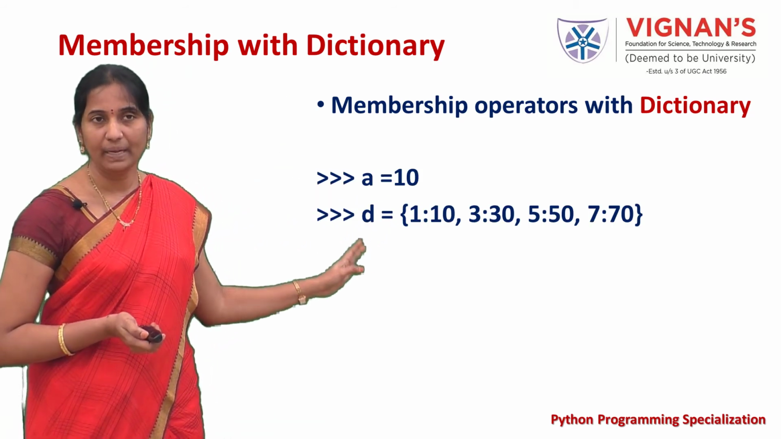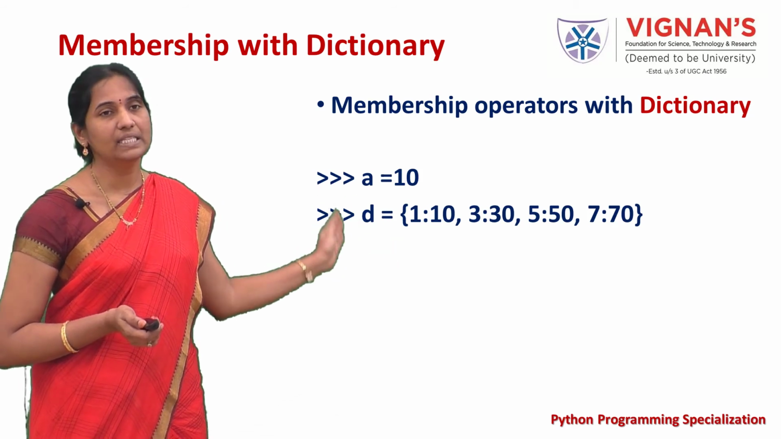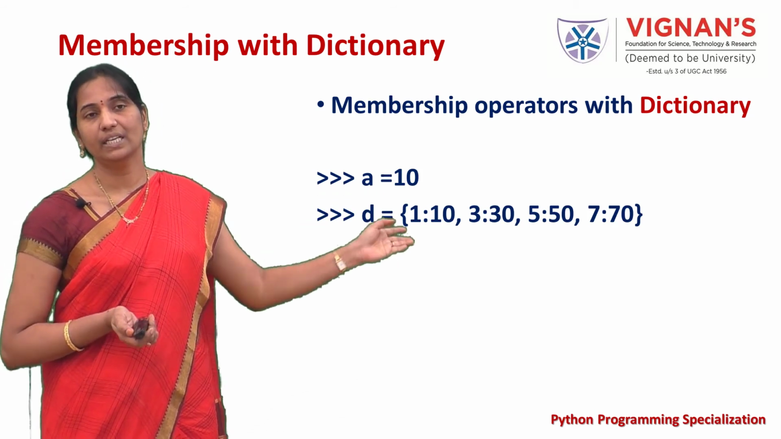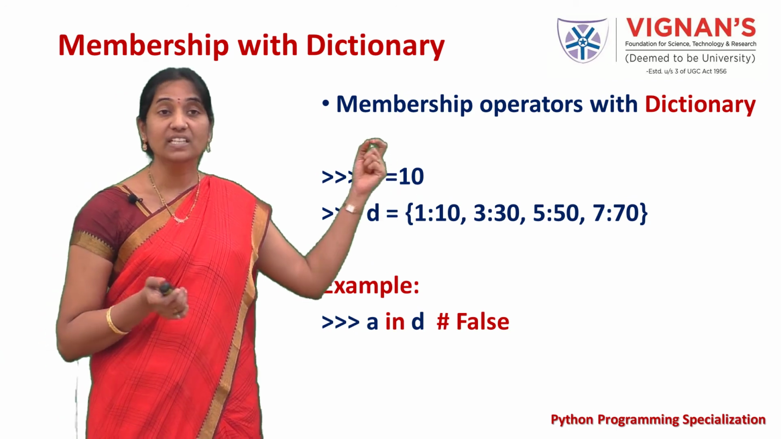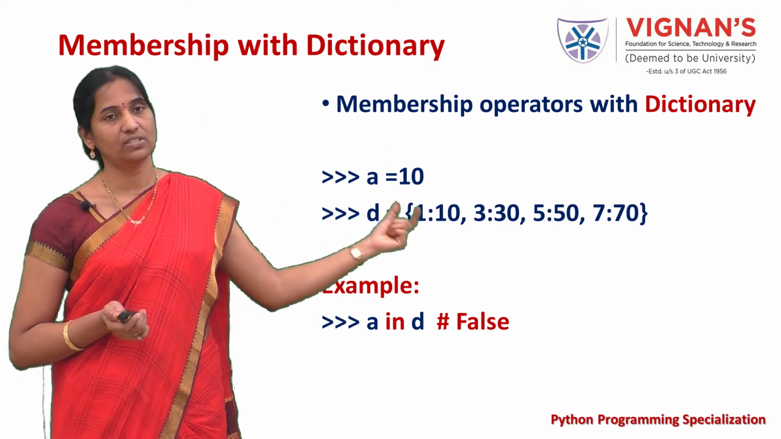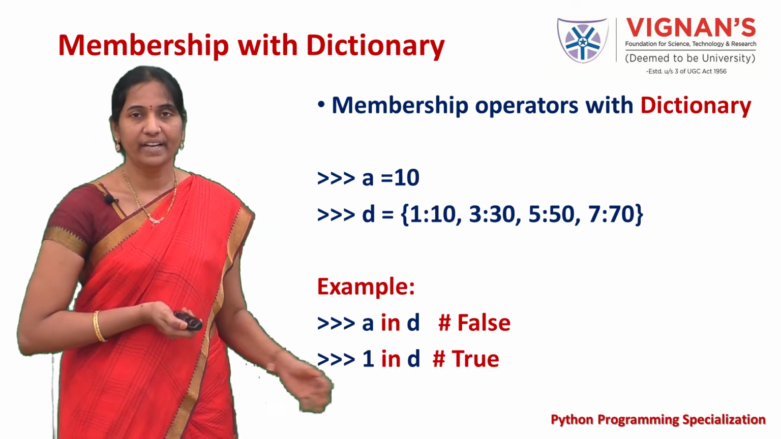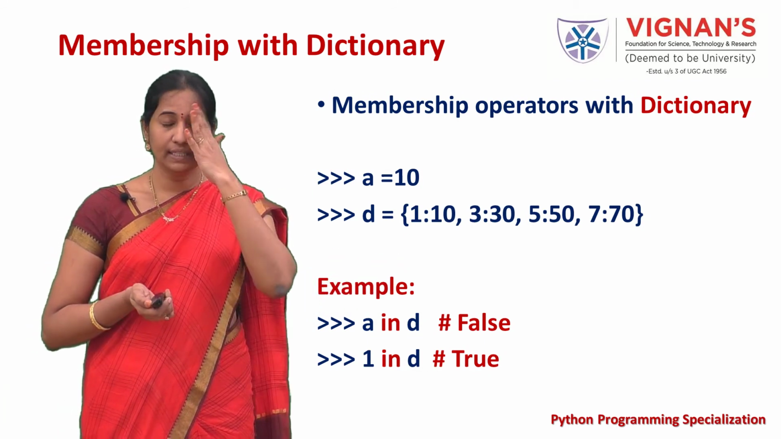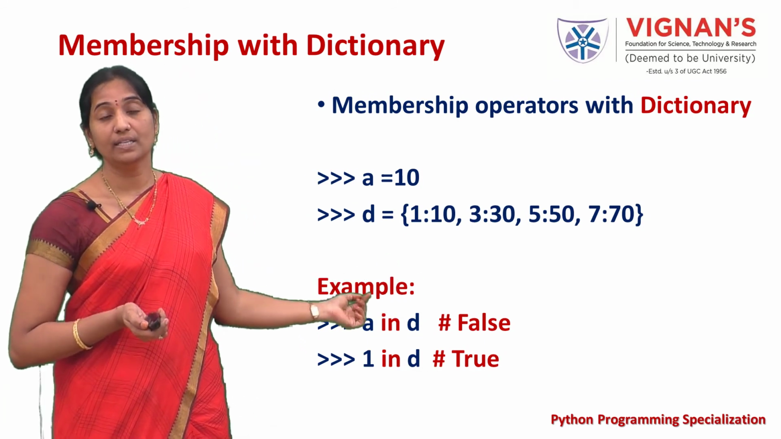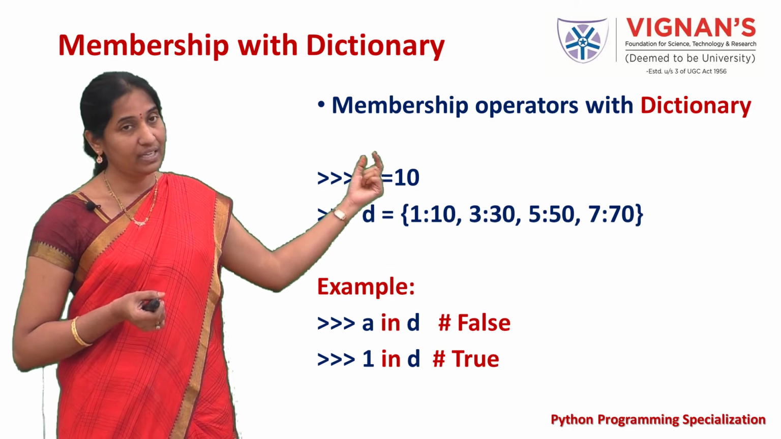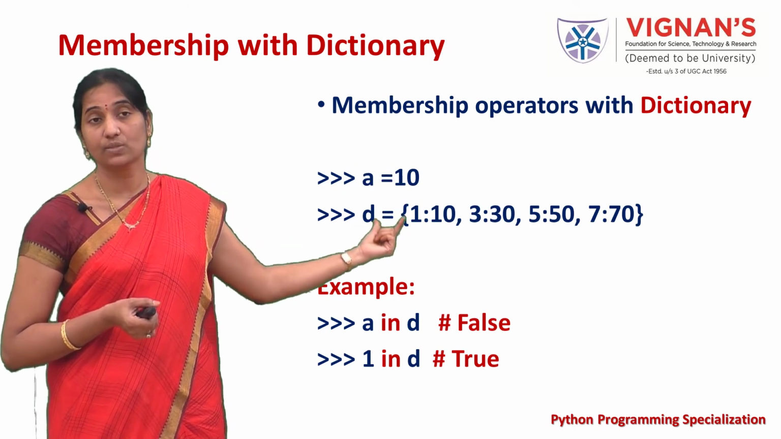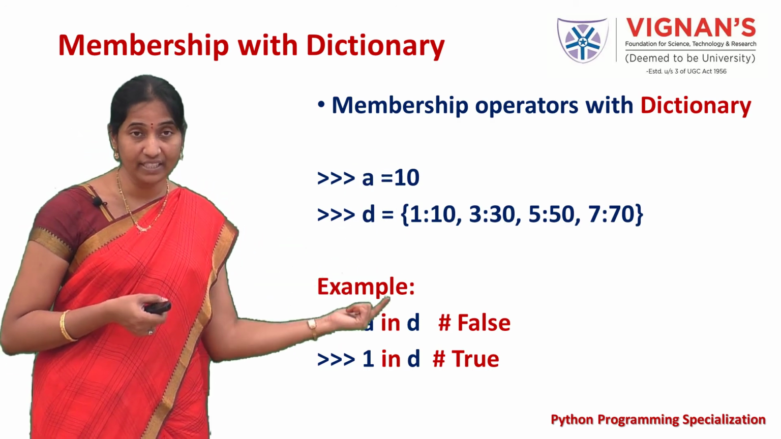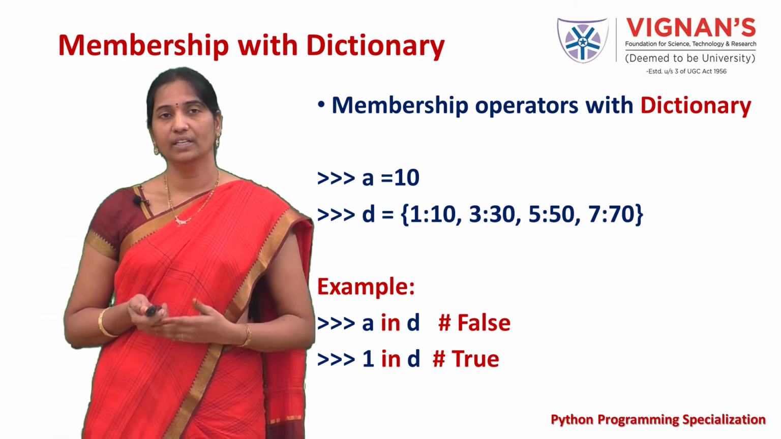Consider this example, A in D. Here A is the value 10, and 10 in D: 10 is not present as a key in the dictionary D, so it returns a false value. Whereas 1 in D returns a true value, as 1 is present as a key. The first element's key is 1, and you are checking for that 1 itself, so it returns a true value.